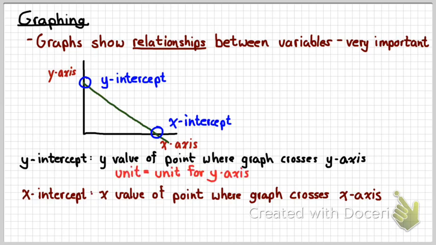Because units are very important to us in physics, we need to know how to find the unit of an intercept. The unit for the y-intercept is simply the unit that is graphed on the y-axis. The unit for the x-intercept is the unit that's graphed on the x-axis. So let's look at a quick example.